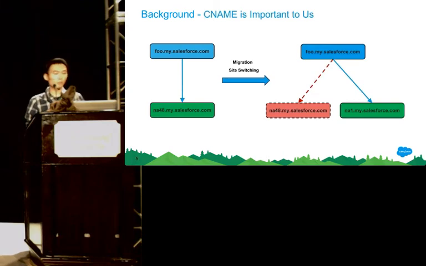And CNAMEs play a very important role at Salesforce because they redirect our customers to the specific data centers where they have their data. And also, CNAMEs are used by site switching and migration.